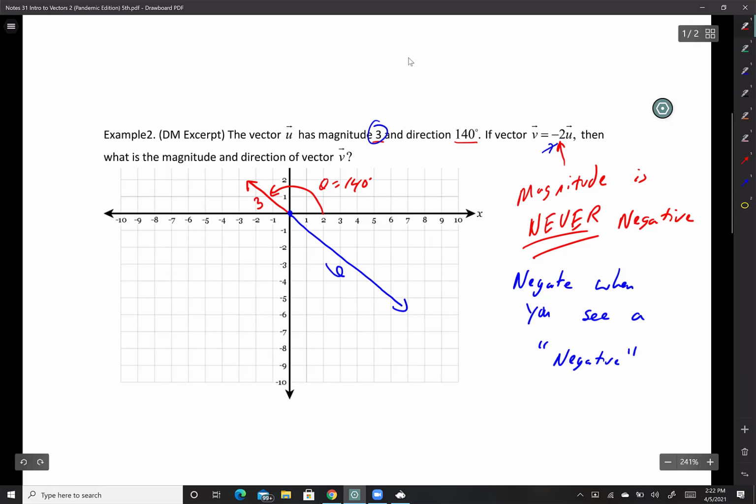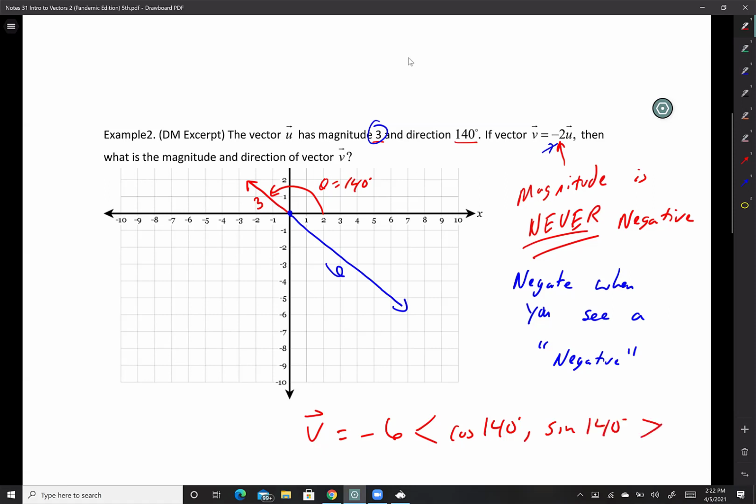If you wanted to know the exact coordinate, I would be very careful. Okay, here's what I'm trying to say. I would be careful with this right here: cosine 140 degrees, sine 140 degrees. I would be very careful because this is understood to be amplitude, and you can see there's a negative in the front. So I would distribute that negative as fast as you can.